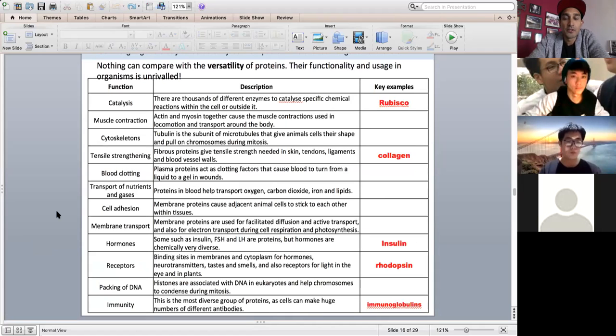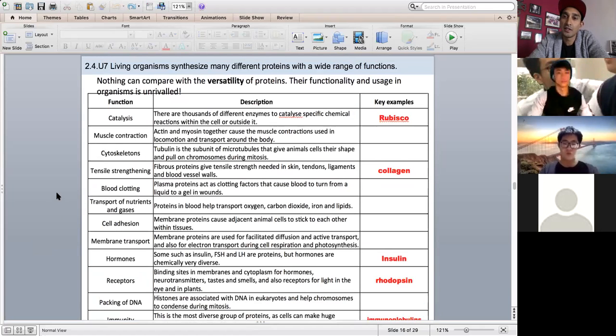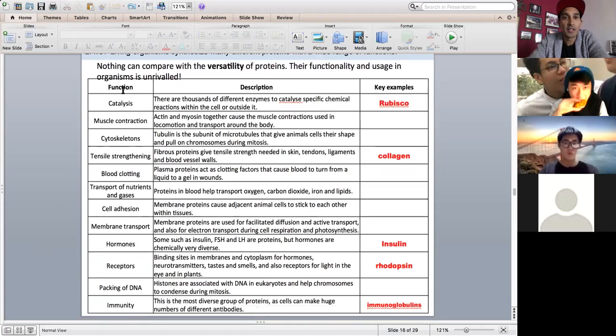Okay, so what we're going to do with the rest of this is to look at the versatility of proteins. Here you've got almost an endless list of things that proteins do. In fact, when we looked at membranes, we saw all the different types of membrane proteins that exist, or what they could do. So here you can see some of them again.